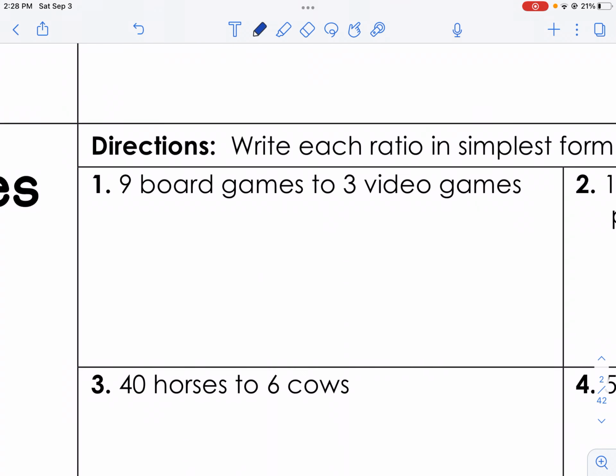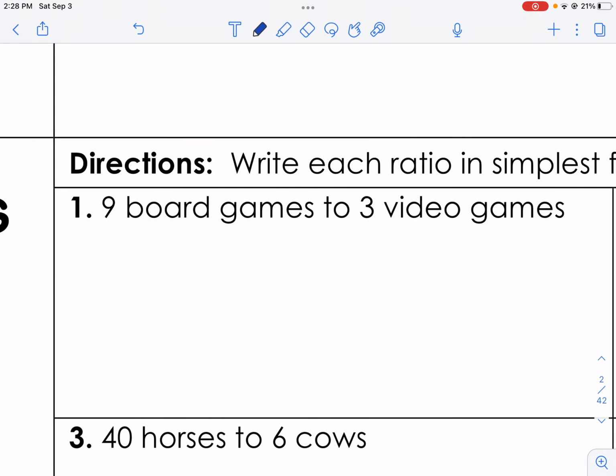So if I want to make a ratio, and I'm looking in my cabinet at games that we have, what's our ratio of board games to video games? Well, it's 9 board games to 3 video games. But I look at 9 and 3 and say, they both have a number in common. 3 can go into both of them. So if I divide each of those by 3, I'm going to get 3/1, which technically equals just 3.